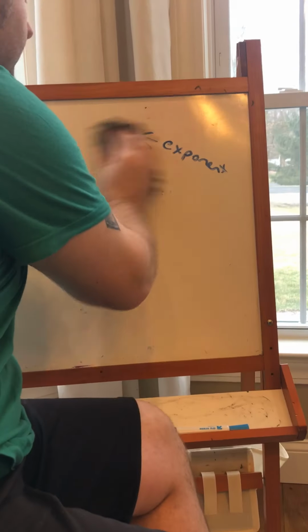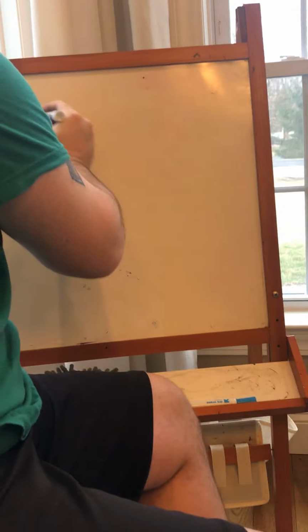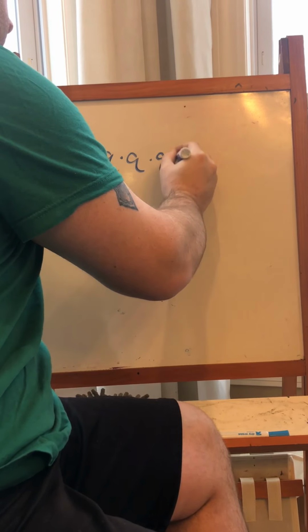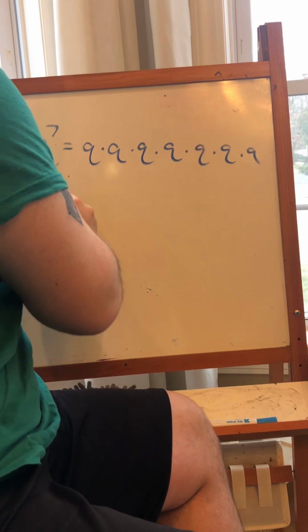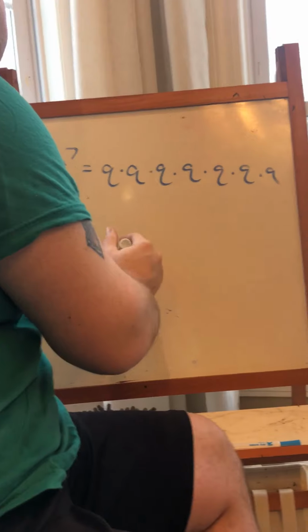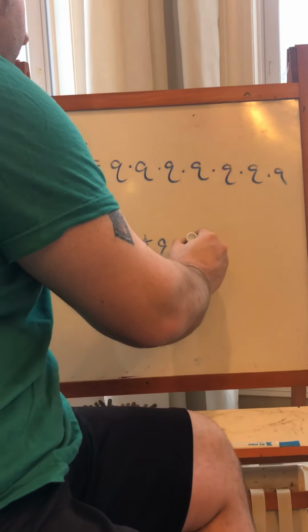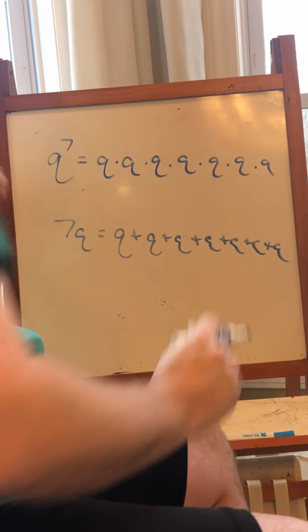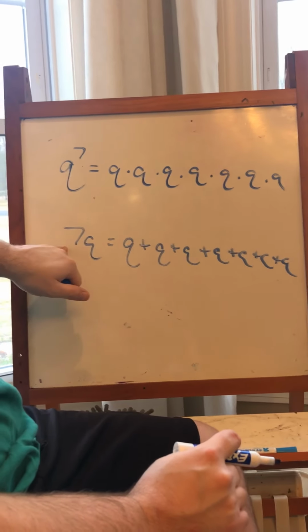All right, and the last one here. q to the 7th power and 7q. We want to write it out. So q to the 7th power is going to be multiplication. q times itself 7 times. And 7q means q added to itself 7 times. 1, 2, 3, 4, 5, 6, and 7. Repeated multiplication turns into exponents. Repeated addition turns into multiplication.